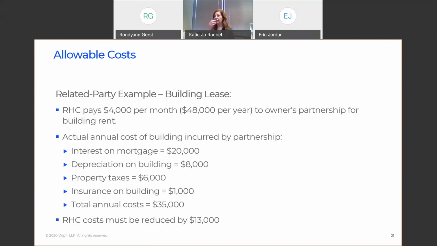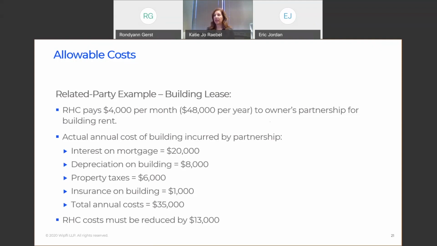So this is an example, again, of a rural health clinic that pays rent to a related party. In this case, that rent was $48,000. But when we look at the actual expenses incurred by the partnership that owns the building, and that rent is being paid for, the total annual costs, as you'll see here, are $35,000. We're then reducing those costs by $13,000.